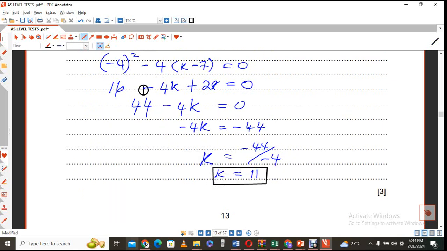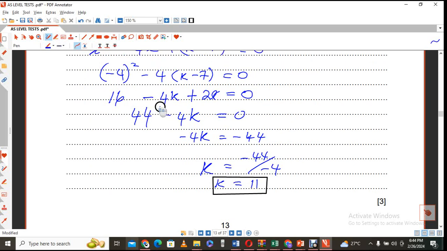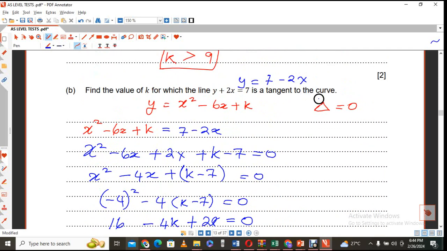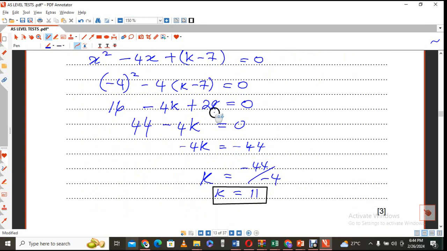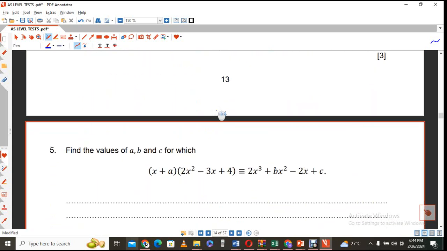Right, so that's our solution to that question. Step by step, it's very important that you understand what it means when something is a tangent to a curve in terms of the discriminant. Then you should be able to rewrite that equation in y equals mx plus c form, so that both of them are y equals. Then it's very easy for you to write it in the general form, and from there you solve the equation.